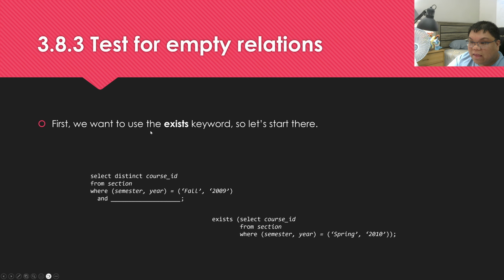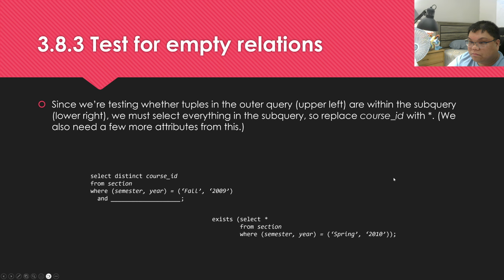Now, let's use the exists keyword, so let's start there. Since we're testing whether tuples in the outer query, that's the upper left query here, are within the subquery down here, we're testing whether tuples here exist in here. So we must select everything within the subquery, so we replace course ID with star. We also need to add a few more attributes from this.